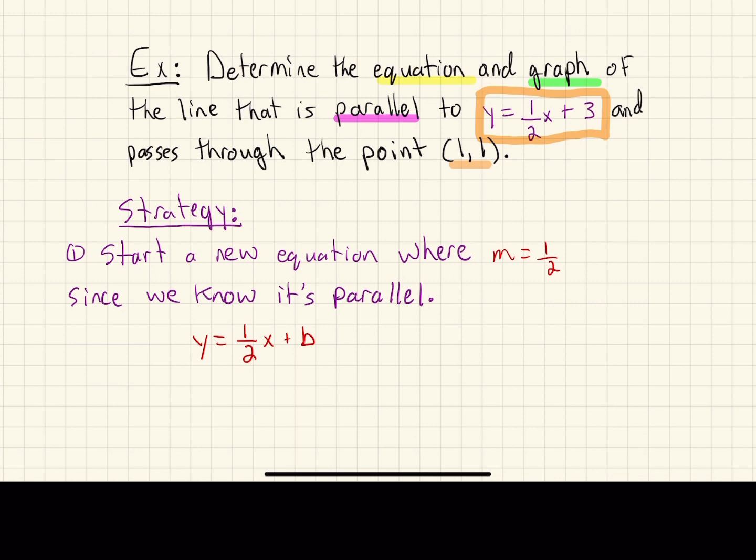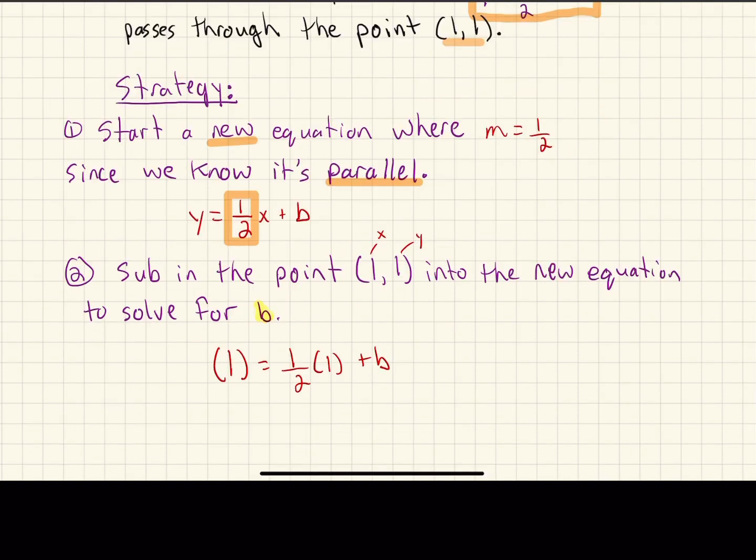So the first thing we're going to do is start a new equation where the slope is equal to 1/2, since we know that it's parallel. So I wrote y is equal to 1/2 x plus b. Next, we're going to substitute the point given to us, which is at 1 and 1, right? The first value listed is the x and the second value listed is the y, into the new equation, and we're going to isolate for b, or the y-intercept.